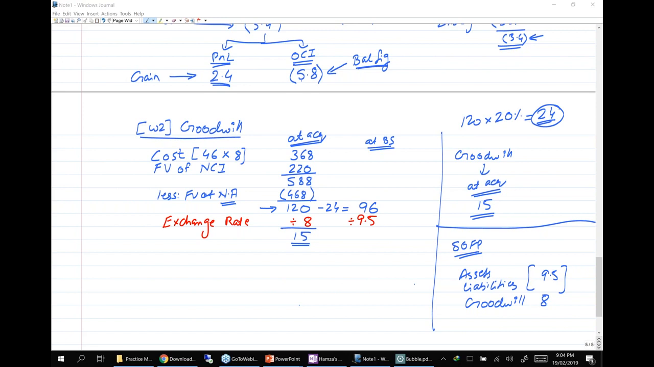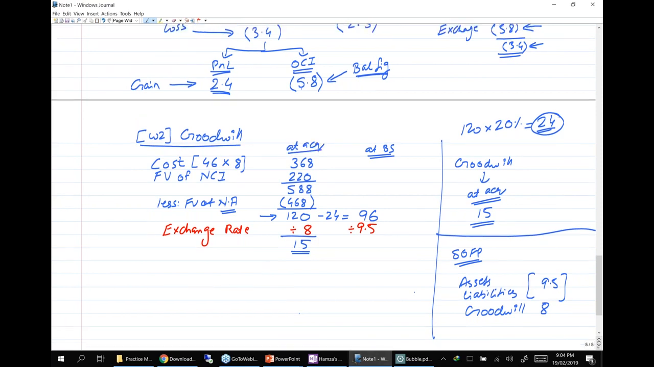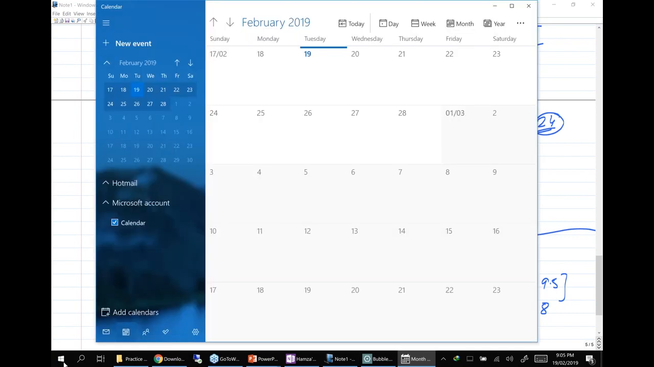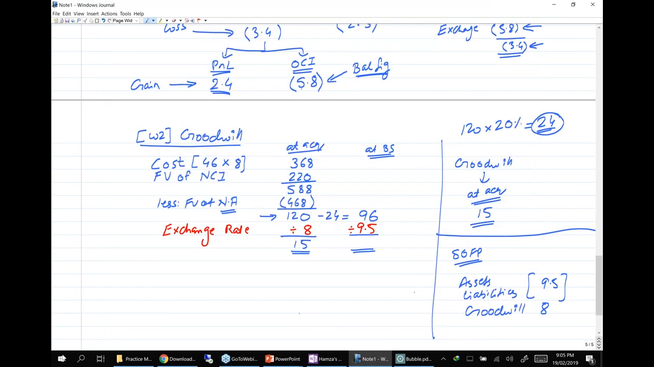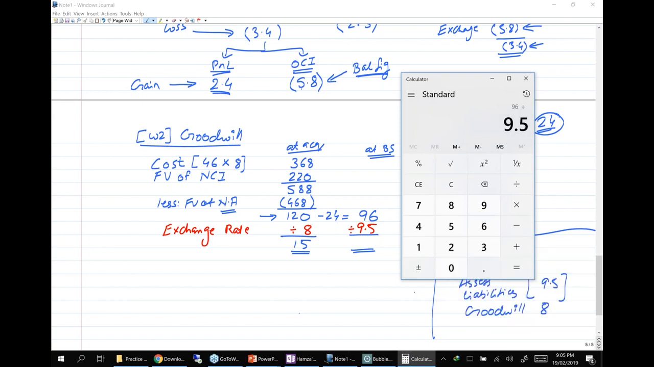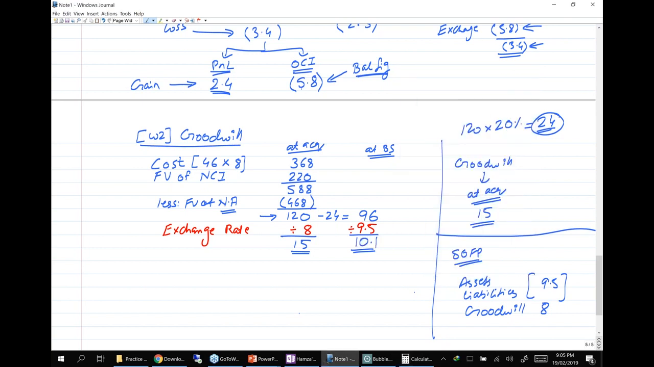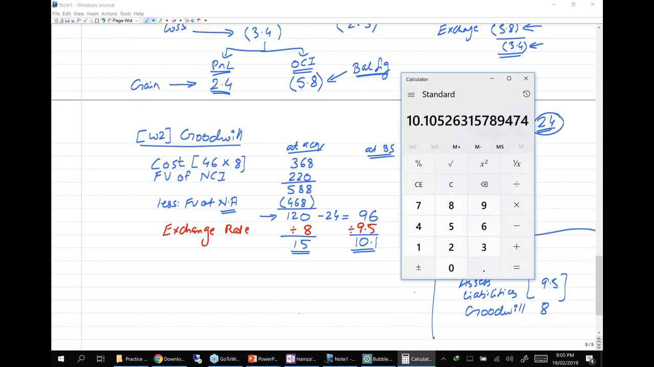So now the goodwill at acquisition date was 120, and at the balance sheet date, it has been impaired by 20% to give us a value of 96. So when we retranslate the goodwill at the balance sheet date, we are going to use the rate of 96 divided by 9.5. So the goodwill at balance sheet date is 10.1. This is how we have calculated the goodwill. At the date of acquisition, we use the goodwill at acquisition and the rate at acquisition. And at the balance sheet, we have used the rate at the balance sheet as well as the goodwill at the balance sheet.